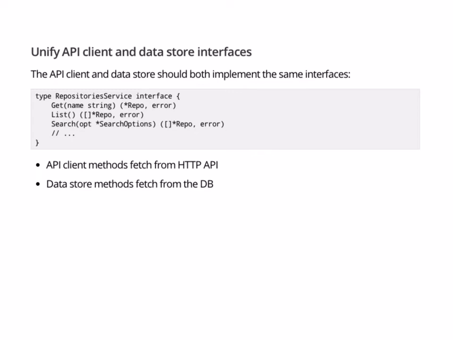And we see these methods implemented in two places. One is in our API client, and this will go and hit our HTTP API and get the data that way. And the other is in our data store, where these method implementations will actually issue SQL and go query a database and get the results back.